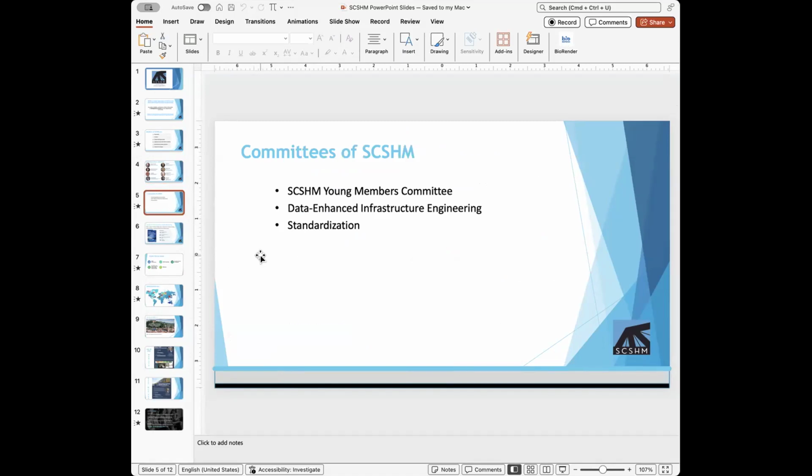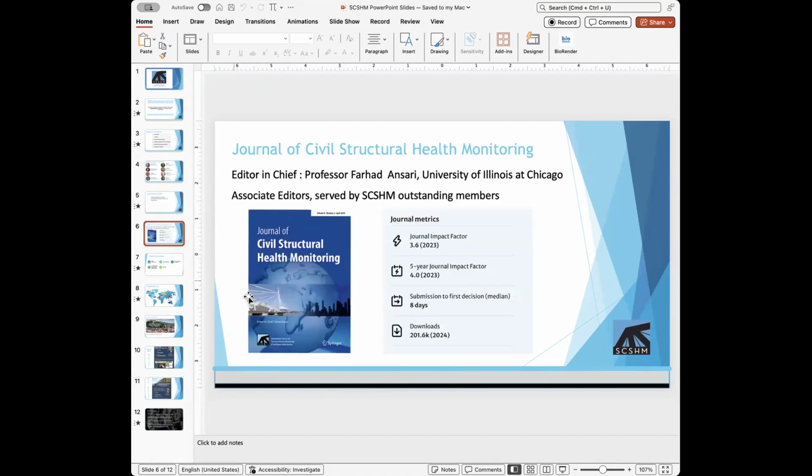Committees include Young Members Committee. Our presenter today is one of the founders of the Young Members Committee, Data Enhanced Infrastructure Engineering and Standardization. I would say the Society's hallmark contribution to the field is its esteemed publication, the Journal of Civil Structural Health Monitoring, which is widely respected in the profession and led by Chief Editor Professor Farhad Ansari of University of Illinois in Chicago.